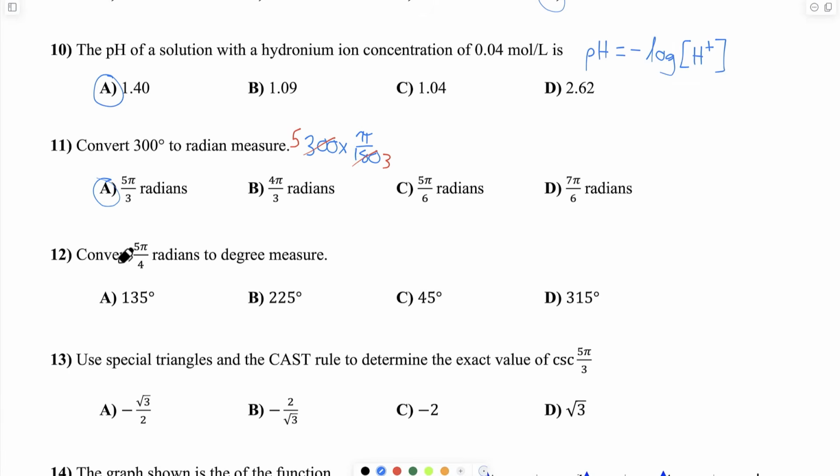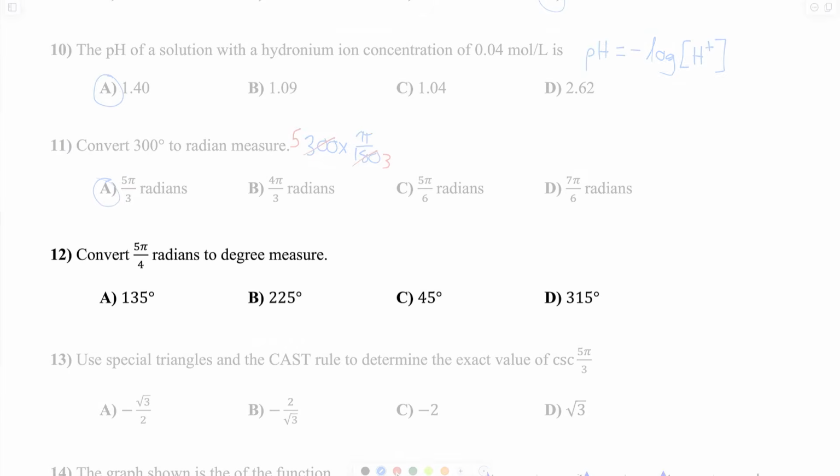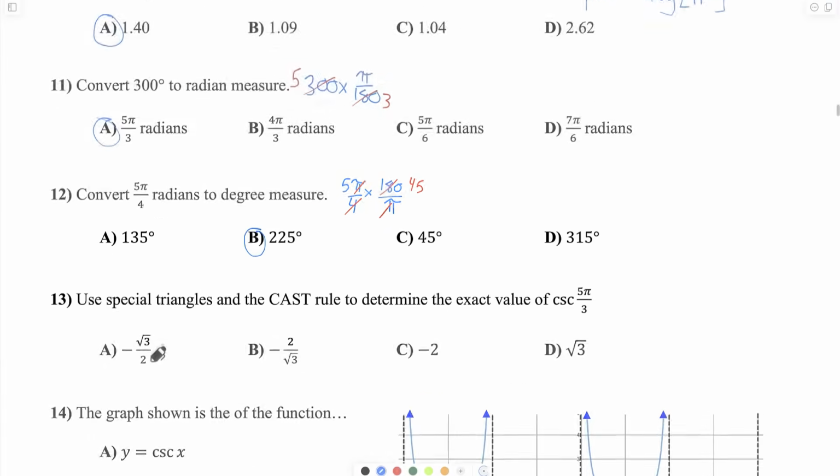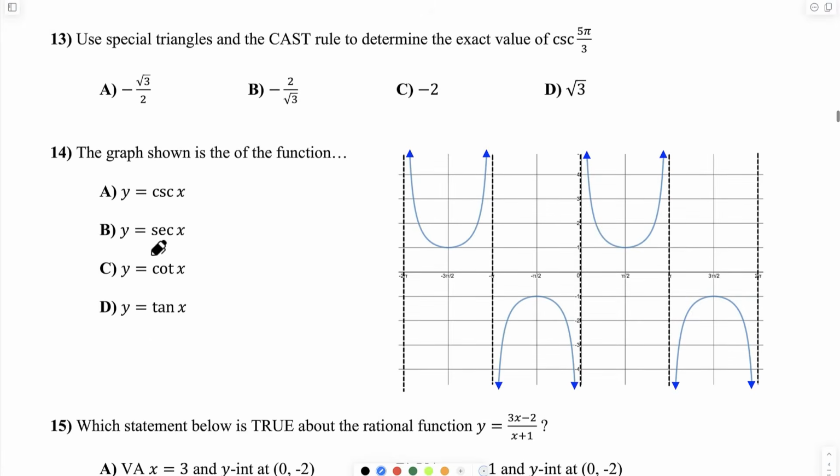12, we want to convert radians to degrees. Well, to do that, we just take the radian measure and multiply by 180 over pi. Cancel the pi's. 180 divided by 4 is 45. So I just have 5 times 45, which is 225 degrees. B.